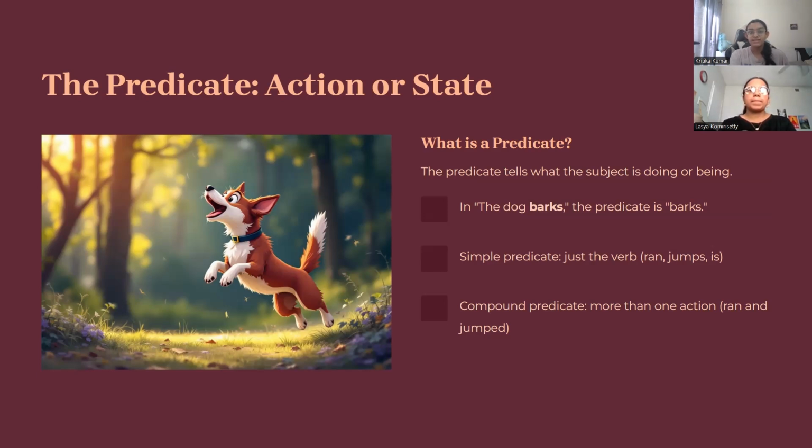So if I say something like, I ran and jumped, that would have a compound predicate because I did two things together.